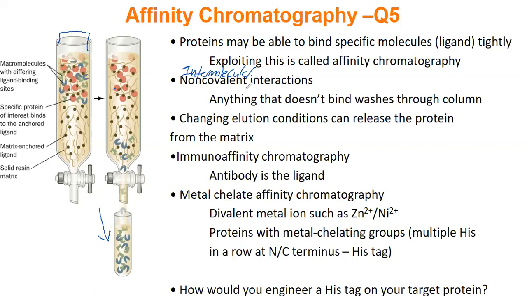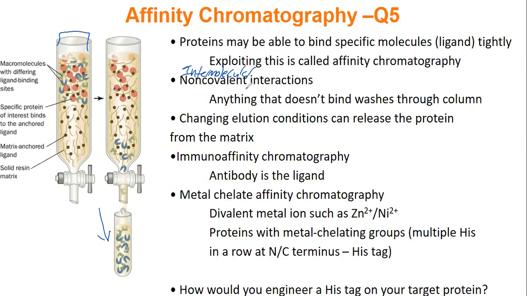One is immunoaffinity chromatography, and that's where you get an antibody on the bead, and your protein will bind to this antibody. Similar idea to ELISA in that antibodies are extremely specific for one binding site, so only your protein should bind to the antibody.